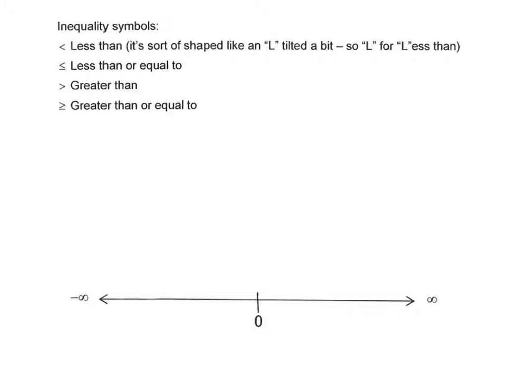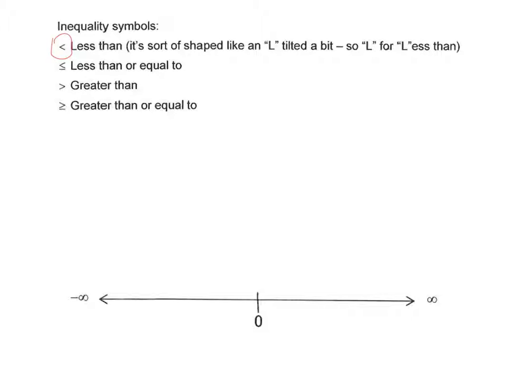So what you'll come upon quite a bit is graphing things on number lines, and so we need to remember what our less than and greater than symbols look like. The less than symbol sort of looks like a little L that's been tilted over, and that will help you remember L for less than. The little line underneath means it's also equal to, so less than or equal to, and then greater than or equal to.